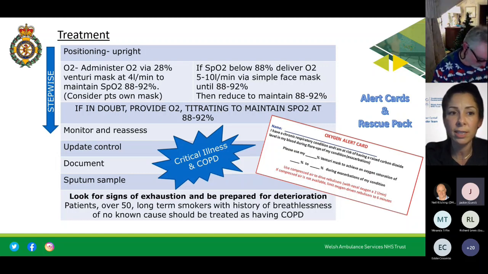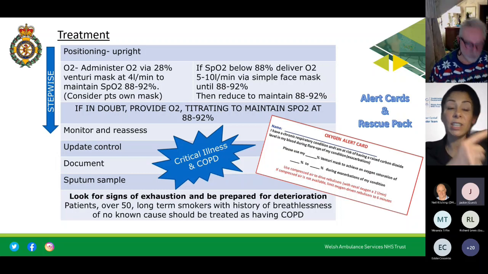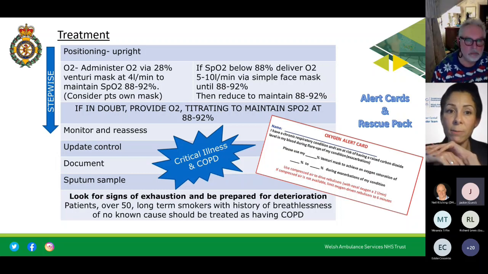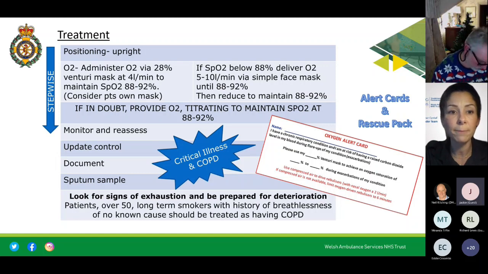If, however, their SpO2 is below 88%, we're going to up our litreage between 5 and 10 litres per minute via a simple face mask until we get saturations of 88 to 92, and then we'll reduce it and titrate to response. So that's why it's a really good idea to get that SATs probe on early. However, if your patient's looking very unwell, is blue and is struggling to breathe, and you're struggling to get that reliable reading, give them O2 until you get a reliable reading, and then you can titrate to response. So if in doubt, give them the O2 until you get that reliable SpO2 reading.